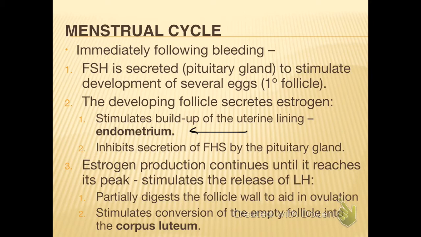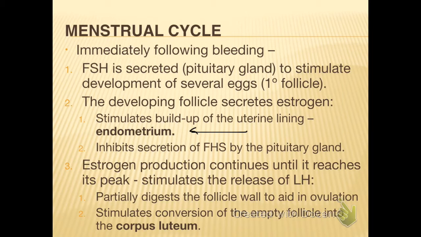In addition to the follicles secreting estrogen, this estrogen secretion will begin to inhibit the secretion of FSH. And this is important as well, because if FSH were to continue to be secreted, more and more egg cells would begin to develop, and that's not appropriate, because keep in mind, women have only so many eggs, and so you don't want to develop more than you can use. So FSH inhibits the development of primary follicles, and the estrogen causes that inhibition.